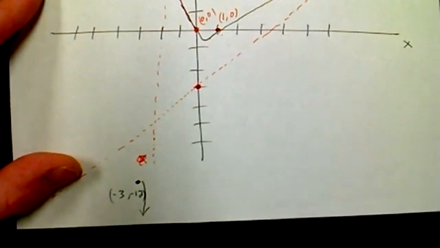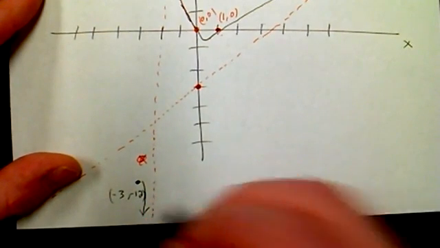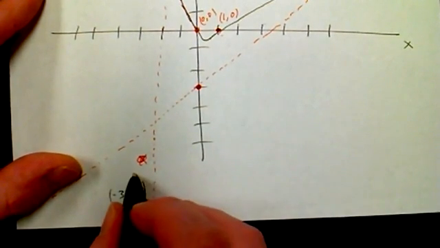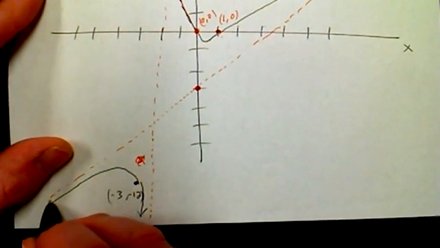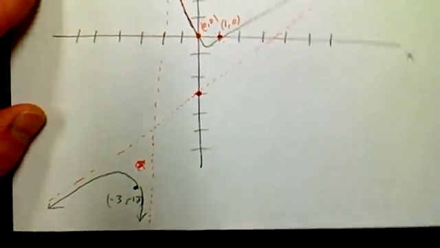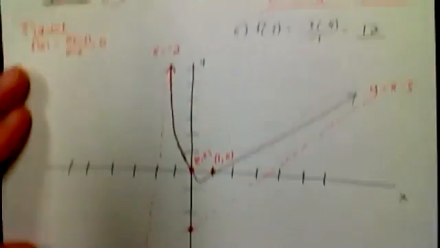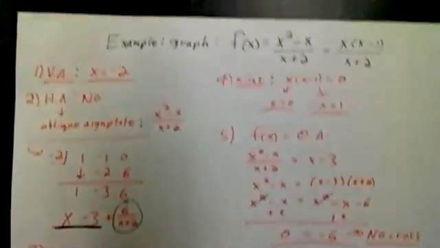And I'm going to approach that vertical asymptote. And the only other place to go over here is to get infinitely close to my oblique asymptote, but never cross, right? So that's an oblique asymptote example for you guys.